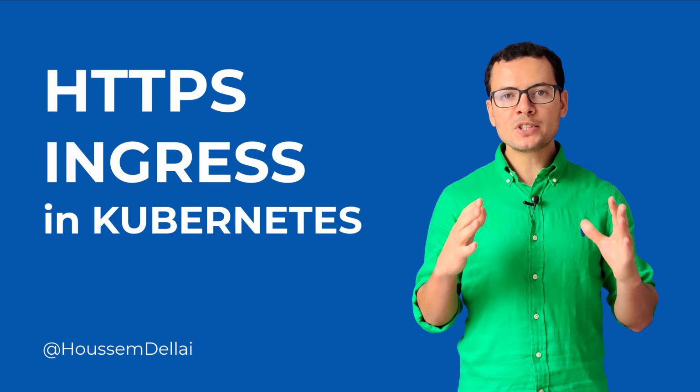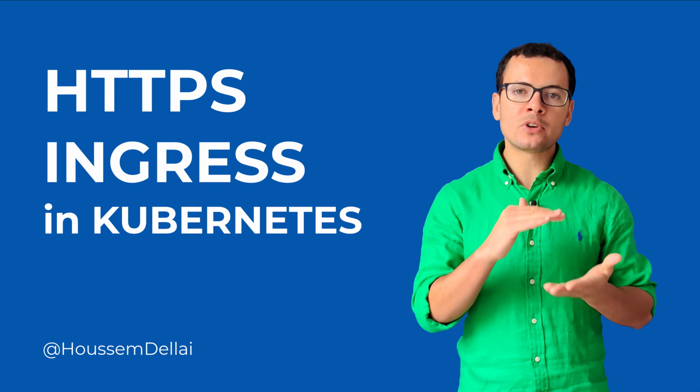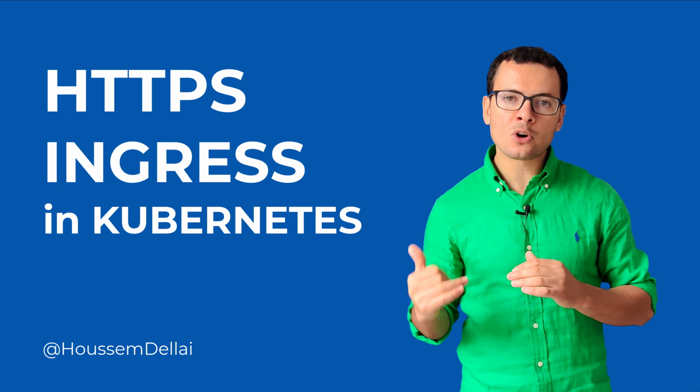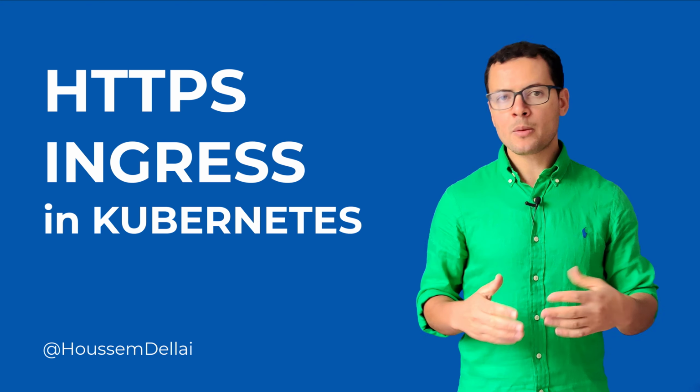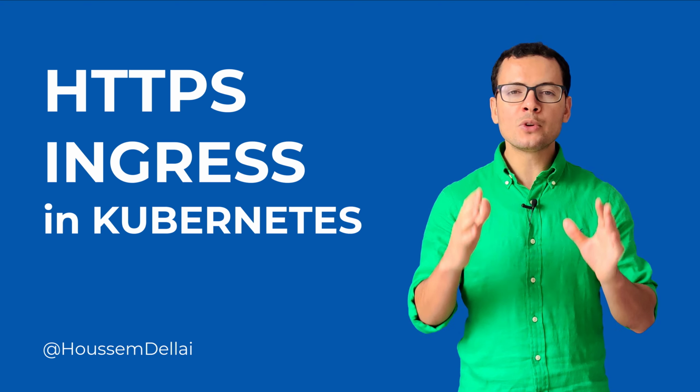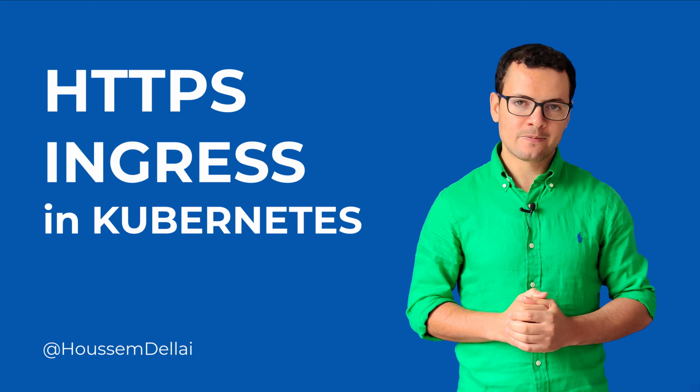Let's learn how to create an HTTPS Ingress Controller in our Kubernetes cluster. We use Ingress resources in order to map different URLs into different services or applications in our cluster, but we can use them also in order to configure TLS and SSL.